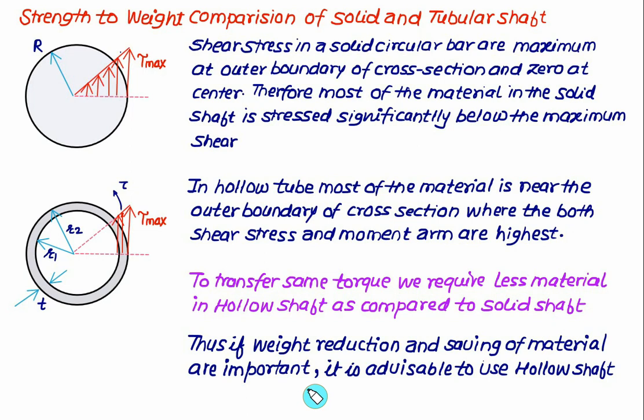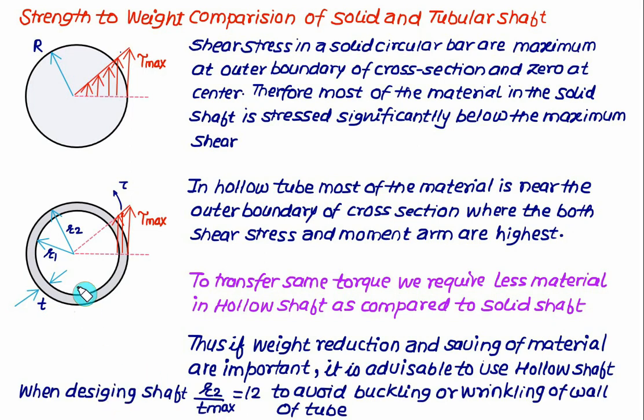If you are using the hollow shaft, you have to take care of the thickness t, because buckling may be a problem in the case of a long shaft, as we have seen in a propeller. So that buckling has to be avoided due to the self-weight. To avoid the buckling here, the value of R2 divided by the maximum thickness t max has to be kept at a minimum of 12. If you have a value lower than 12, then there may be chances of buckling or wrinkling. So when designing a shaft, R2 by maximum thickness must be greater than or equal to 12 to avoid the buckling or the wrinkling of the wall of a tube.